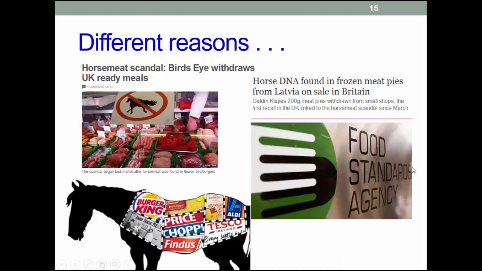Yeah, so here's something else that you may well remember, what I refer to as My Little Pony burgers. In 2013, we discovered that foods advertised as containing beef, in fact, contained horse meat. In some cases, 100% of the meat content was horse meat. This was detected by DNA analysis done by the Food Standards Agency.